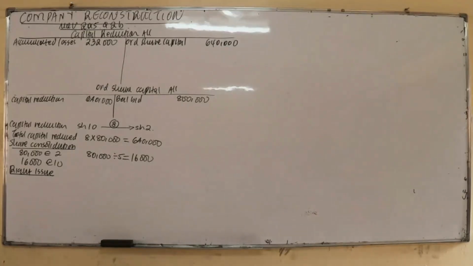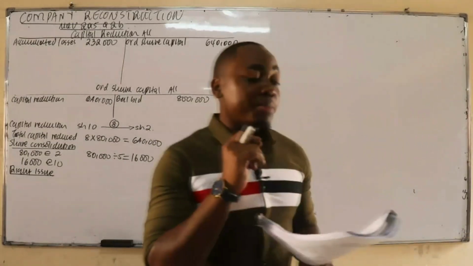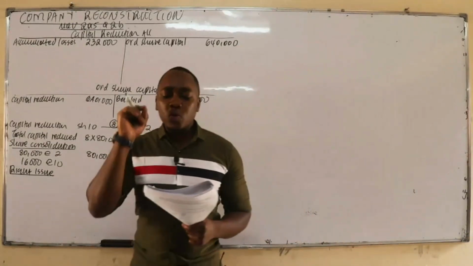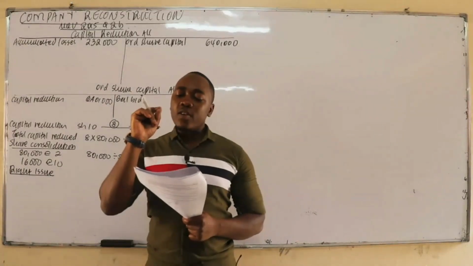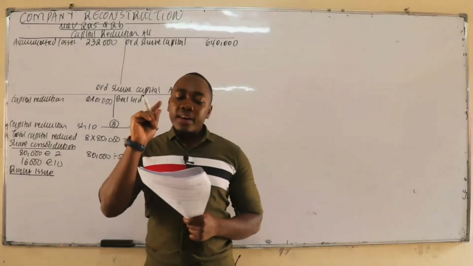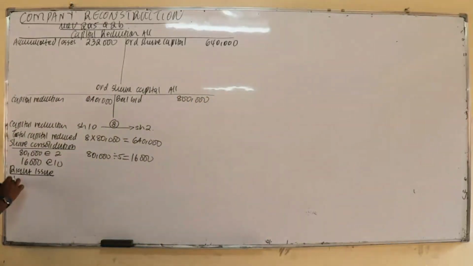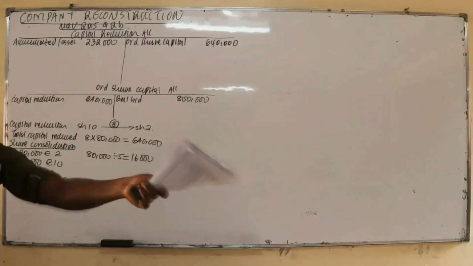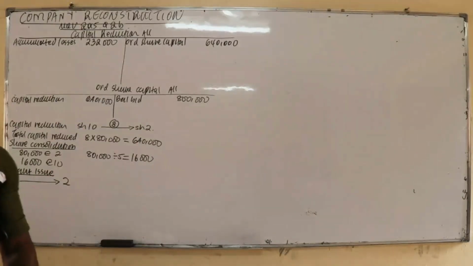Now let's read number 2 again. Let's read the third time. The existing shareholders are to subscribe for a right issue of 2 new 10 shillings ordinary share at par for every share held. For every share held, you subscribe for 2 new shares. Not for every 2 you buy 1. It's for everyone you buy 2 new. Interpretation is very important.